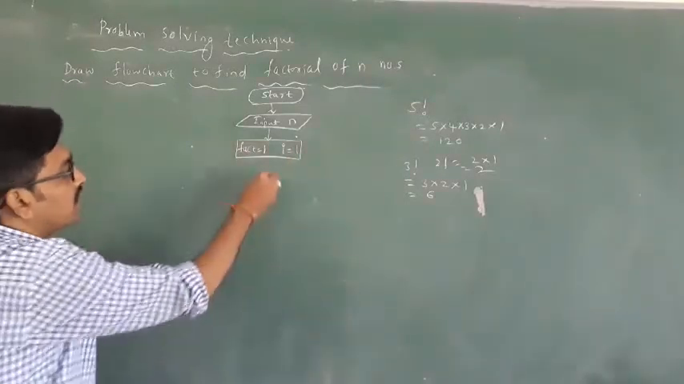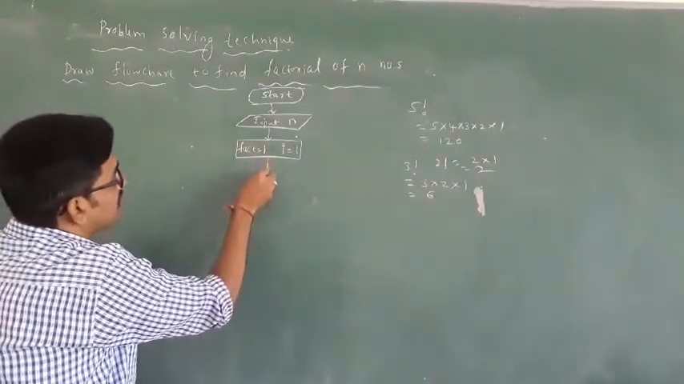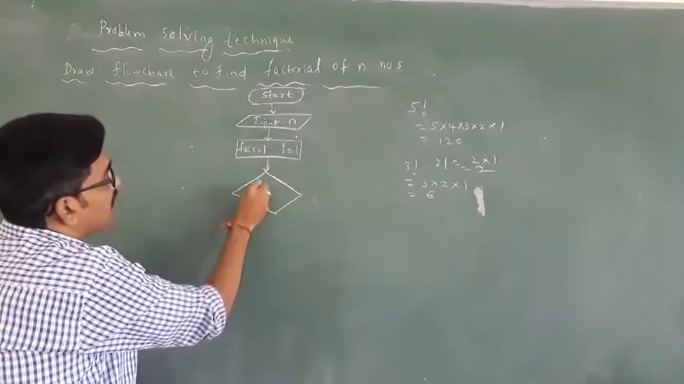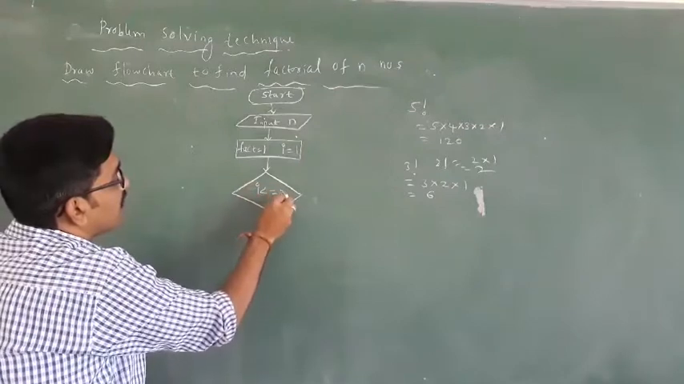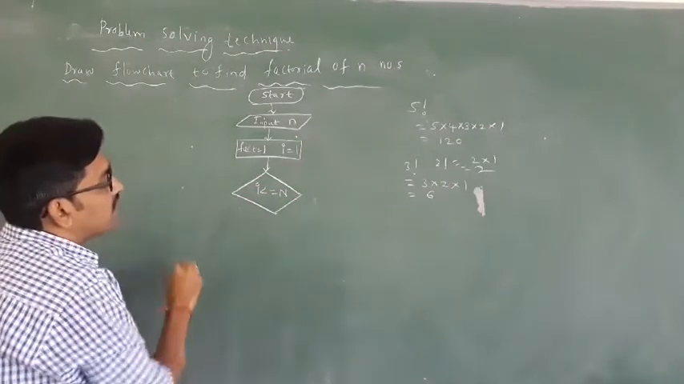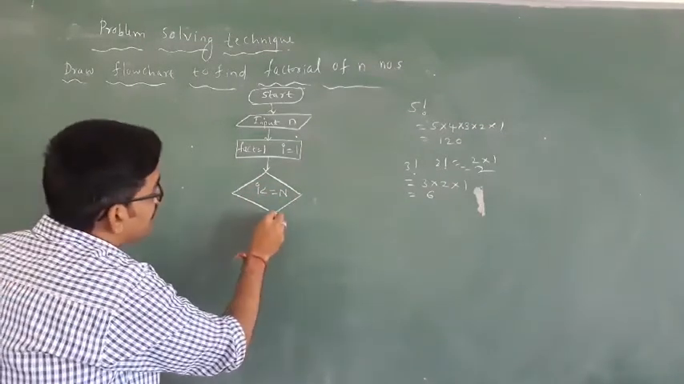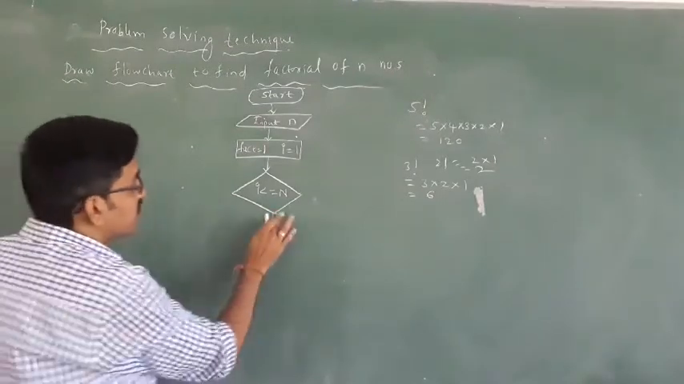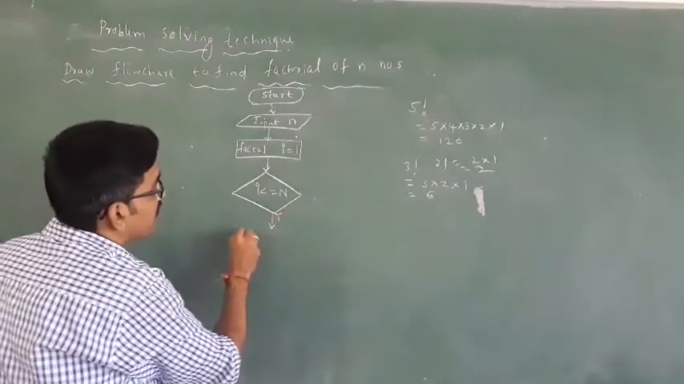Then what is the condition? You have to write the condition. See, I is less than or equal to n. Then what is the answer you are getting? See, if I is less than or equal to n, if it is true, then you have to write the formula.